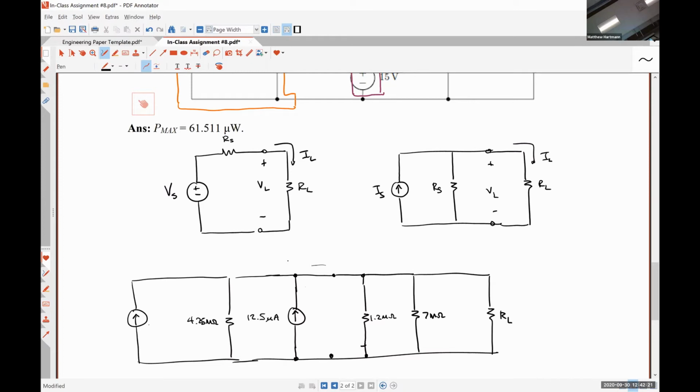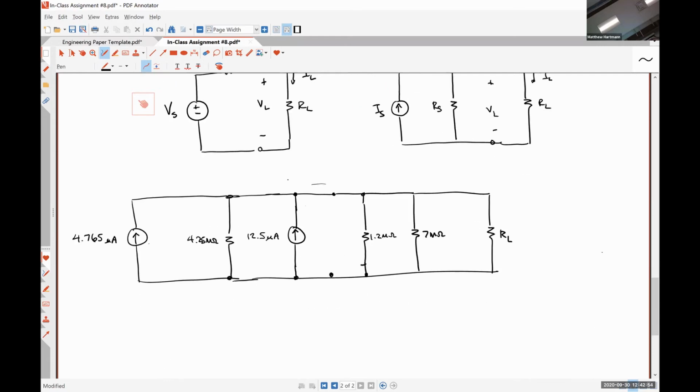20.25 volts divided by 4.25 mega ohms gives me a not pretty number, 4.765 microamps. And hopefully it's pretty obvious why I didn't do the resistor combination before. Now I see that I have 3 resistors in parallel, so I would have had to do resistor combination twice instead of doing it once.